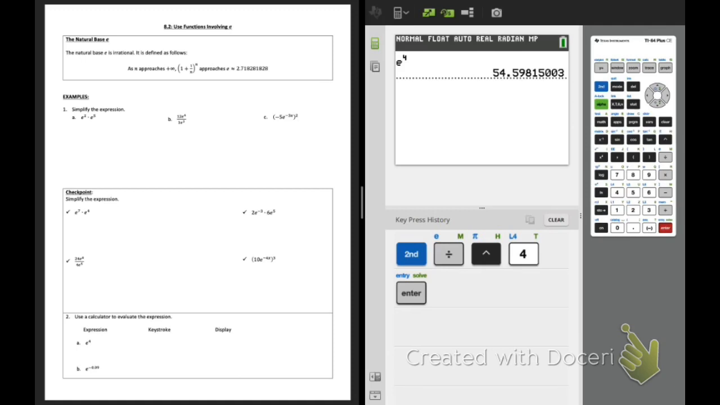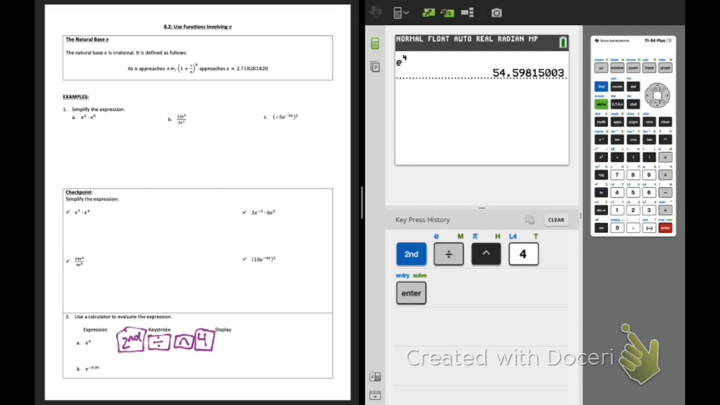To write this out in terms of the key strokes, you can see it here underneath the calculator screen. You're hitting second. You're hitting division. That's what gets the e to pop up. Your caret. And then you type in your exponent, so in this case it's 4.